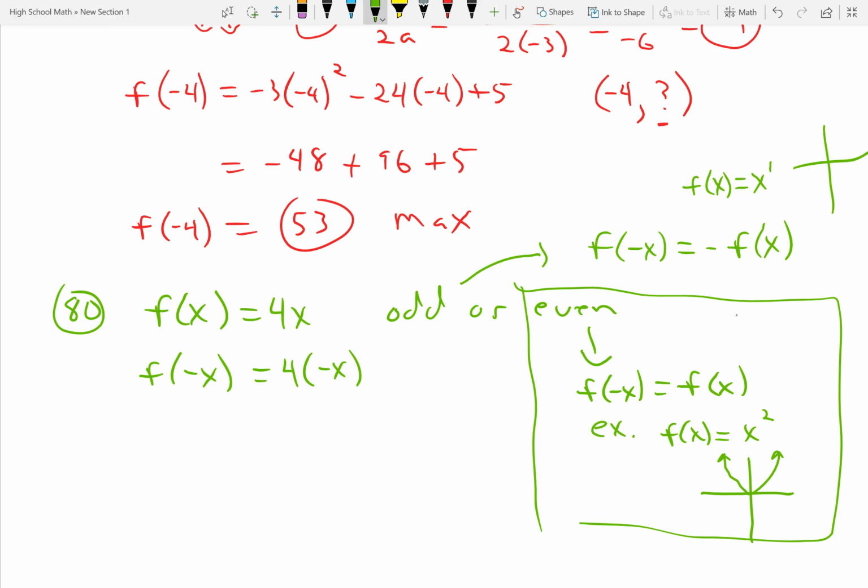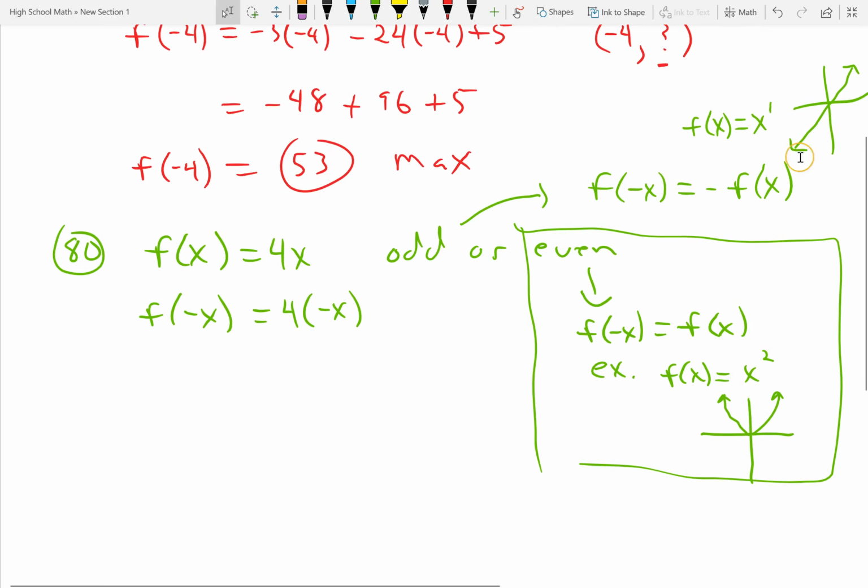This f of x equal x is this diagonal line with slope of 1. Here, if you rotated it 180 degrees, it would be symmetric. Imagine spinning this paper upside down. This thing would be the same. So again, all you've got to do is just substitute a negative x in place of x, and then evaluate your function.